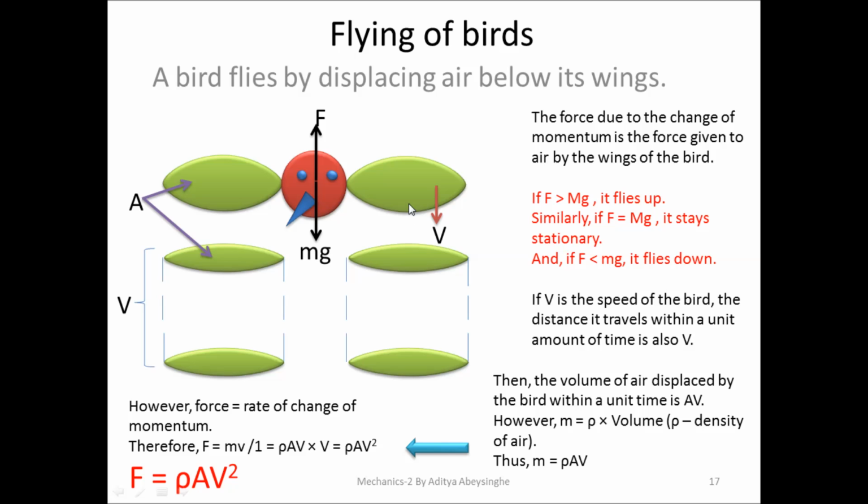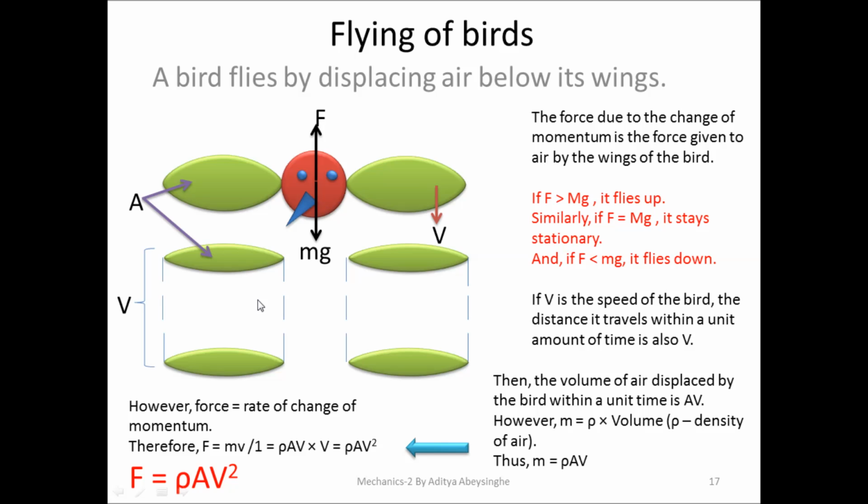If v is the speed of the bird, the distance it travels within a unit amount of time is also v. So the volume of air displaced by the bird within a unit time is A times v, because the distance moved within a unit time is v. Volume is equal to the length times the area. So if the area of the wings is A, the volume of air displaced is equal to A times v.